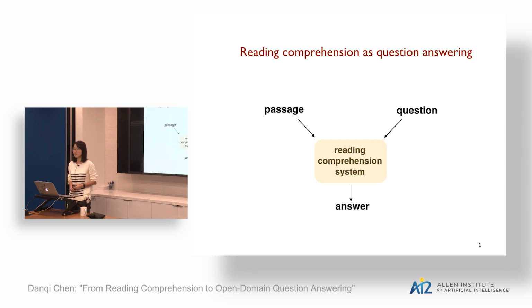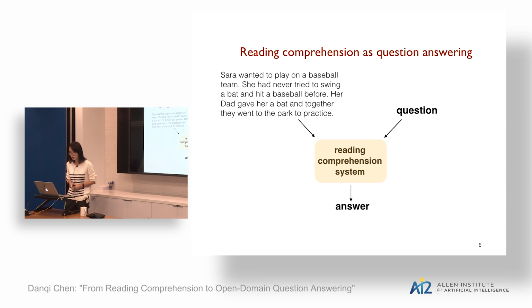So reading comprehension can be cast as a question answering task. The input to the reading comprehension system can be thought of as a passage of text and a comprehension question about this passage, and the goal is to answer the question about this passage. If we have a passage like a short story, Sarah wanted to play on a baseball team. She had never tried to swing a bat and hit a baseball before. Her dad gave her a bat, and together they went to the park to practice. And if we ask a question about this paragraph, why was Sarah practicing? We hope that we can build a system that can actually understand this paragraph and give the final answer: she wanted to play on a team.